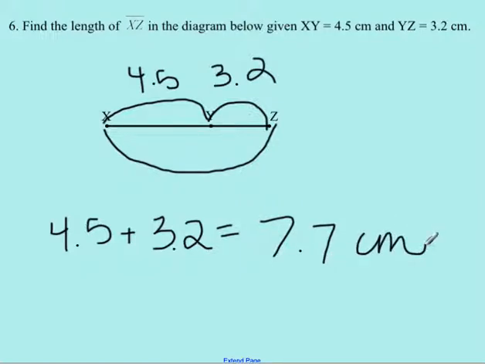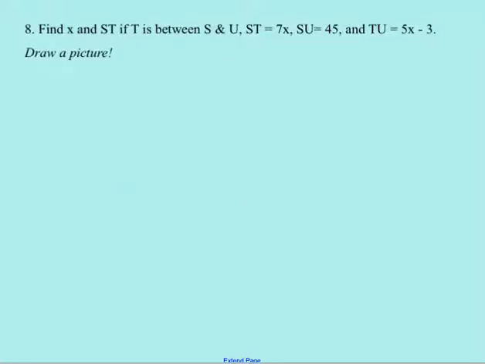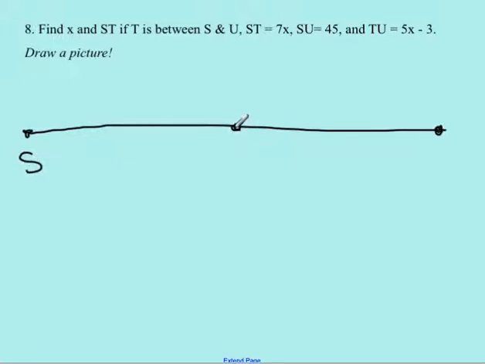Okay, so let's go ahead. We're going to skip number 7 and let's move on to number 8. So it says here to find X and ST if T is between S and U. ST is equal to 7X, SU is equal to 45, and TU is equal to 5X minus 3. So the best thing to do for these is to start by drawing a picture. Now we're talking about segments here. So we want to find ST. So T is between S and U. So T is going to go in the center. It doesn't necessarily have to be in the exact middle. You could have put T way over there if you wanted to.